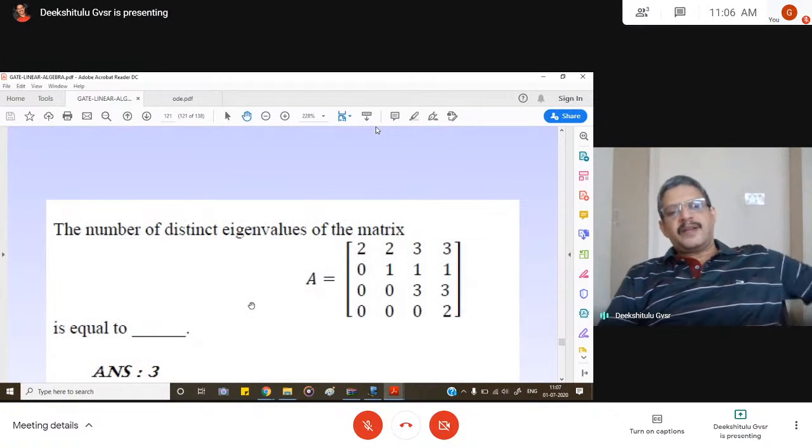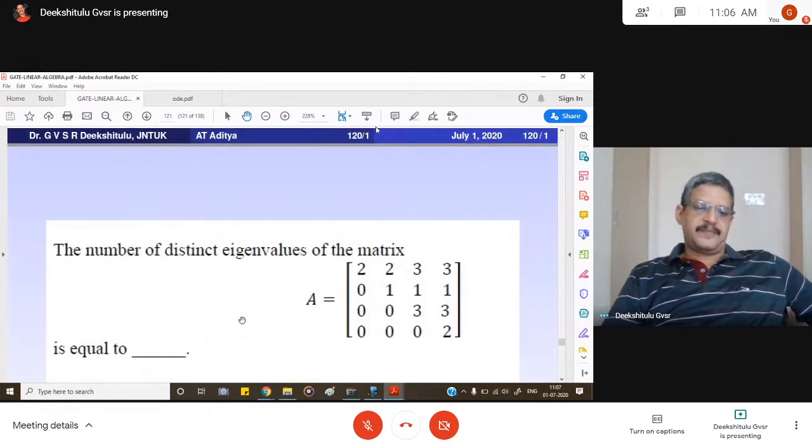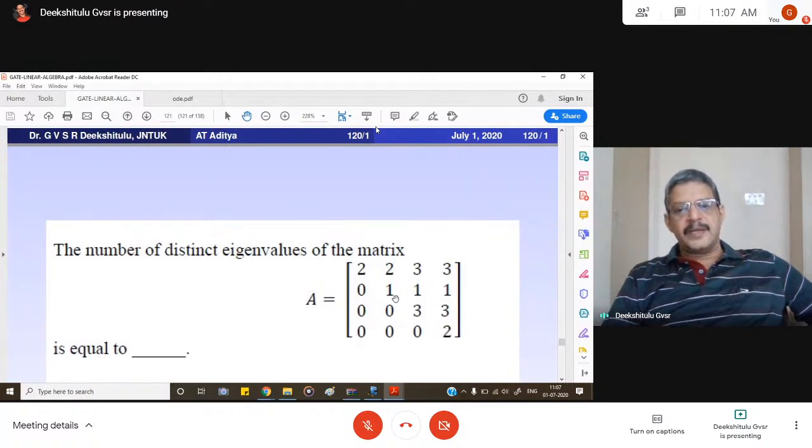The number of distinct eigenvalues of the matrix. So this is an upper triangular matrix. For an upper triangular and lower triangular matrix, the eigenvalues are the diagonal elements. So what are the eigenvalues? Lambda is equal to 2, 1, 3 and 2.